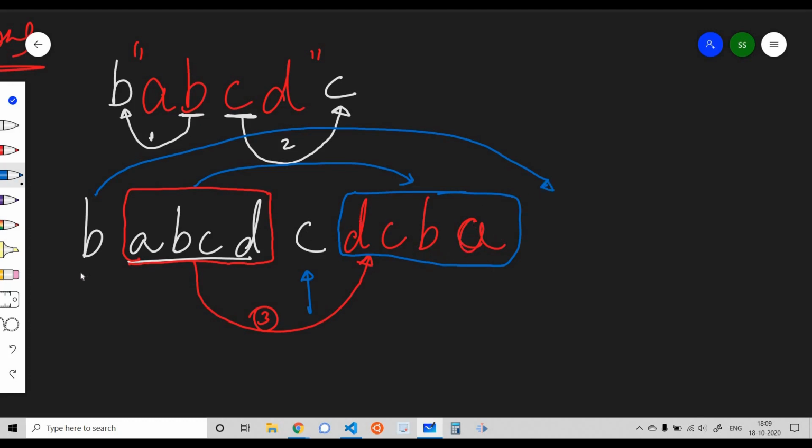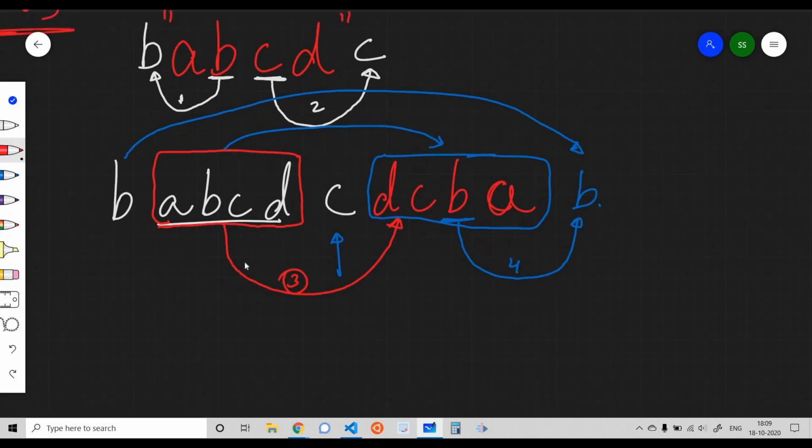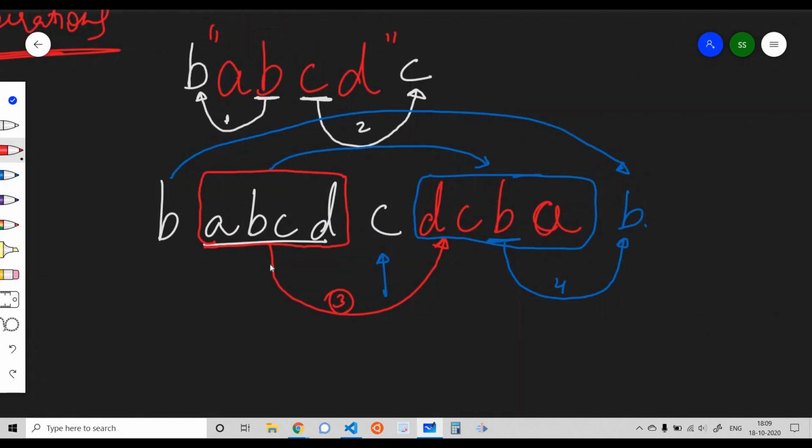So what I can do is, now my substring is this. I can simply pick this character and append its reverse at the end. This is the fourth operation. So if you see, now my string has been converted into a palindrome. This B has been matched to this B, and these 4 characters are matching with those 4 characters, and this is the middle character.